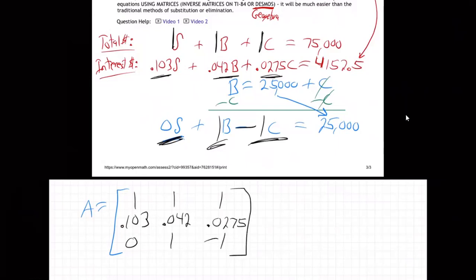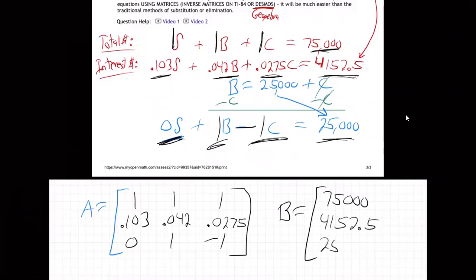So there's matrix A, and matrix B is the right side matrix, which is what? 75,000, and 4152.5, and 25,000. So I did the right side matrix, I did the left side matrix, A and B.